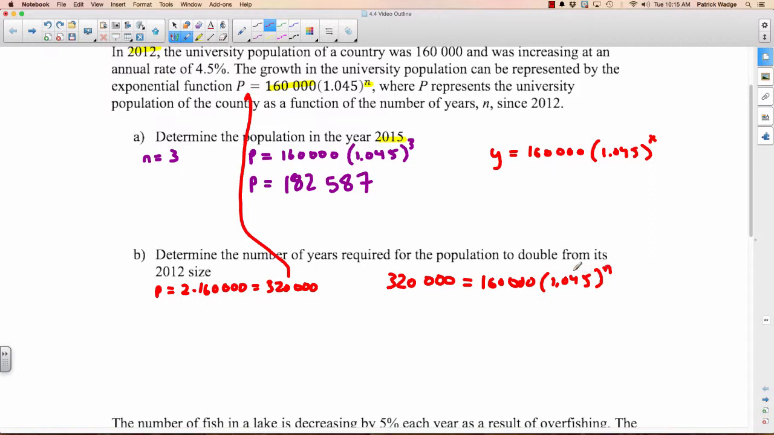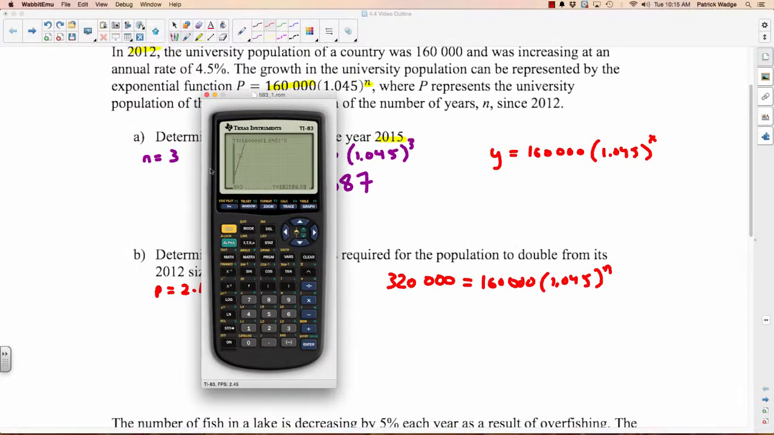Now if you were going to try to do this without a graphing calculator, it's very difficult. You'd have to use guess and check, or I'd have to teach you even more about logarithms, about solving equations with logarithms. It's not terribly difficult, but I don't think we want to spend the time doing that. So what we'll do here is we'll use a graphing calculator. The graphing calculator is your friend here. So we want to know when the population is up to 320,000.